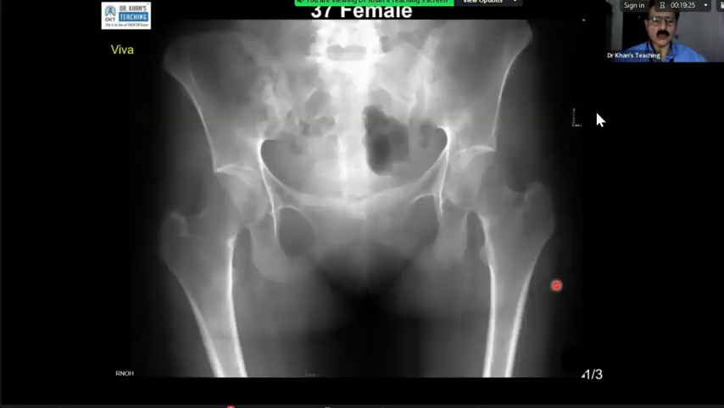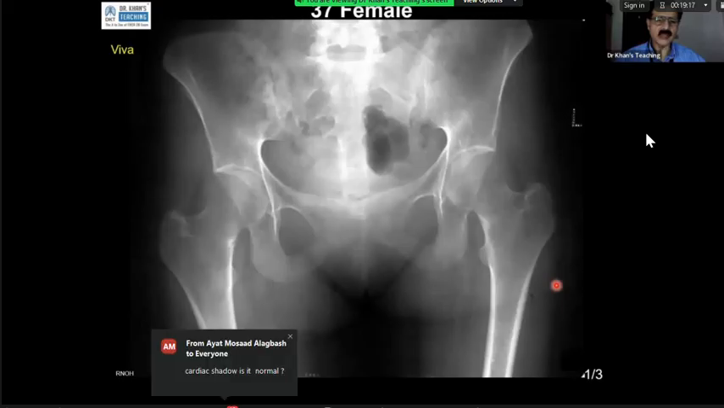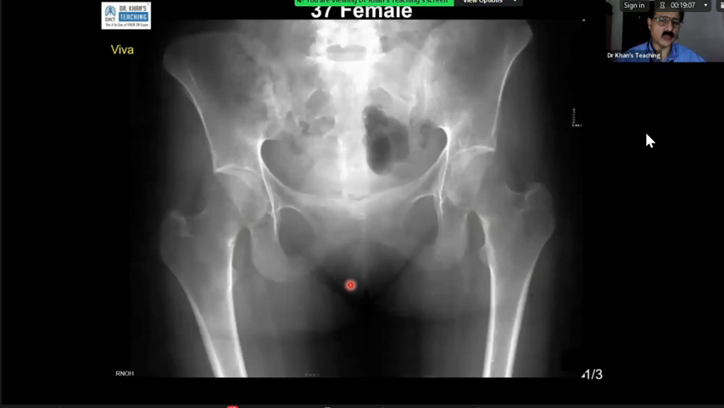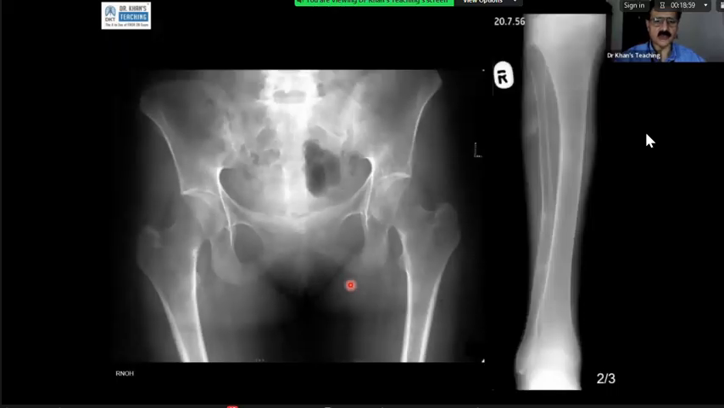Do you see any Looser zones? Candidate 4. Yes, on the medial side of both femoral necks. Excellent. So here you are, you can see it here, and you can see it here. Just remember again and again that today you know what you are looking for. In the exam, you will not. So these findings should be in your review area.